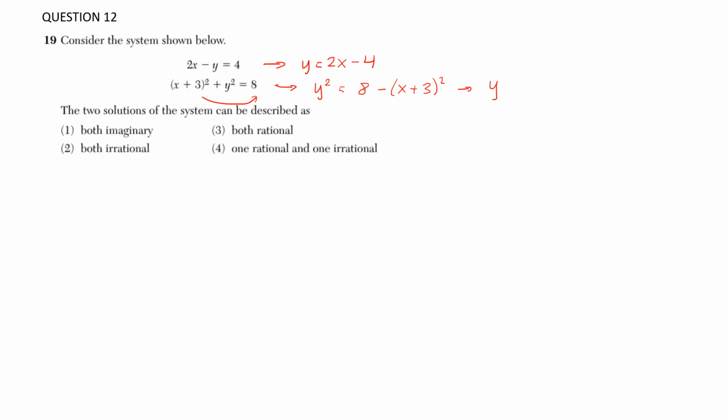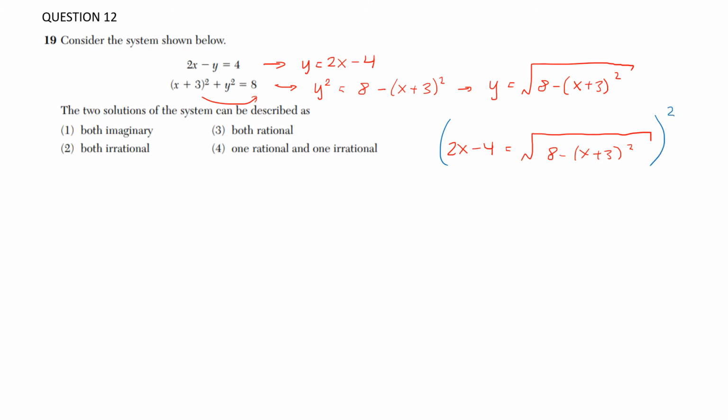So that will give us y equals the square root of the entire quantity, 8 minus x plus 3 squared. Now, let's just set the two equal to each other. So 2x minus 4 equals the square root of 8 minus x plus 3 squared. I just want to get rid of the square root right now, so we can go ahead and square both sides. We'd have 2x minus 4 squared equals 8 minus x plus 3 squared.